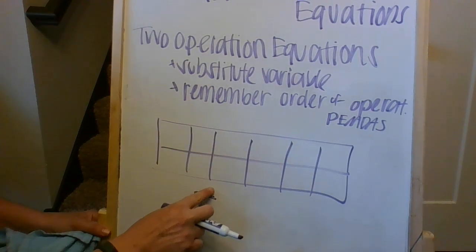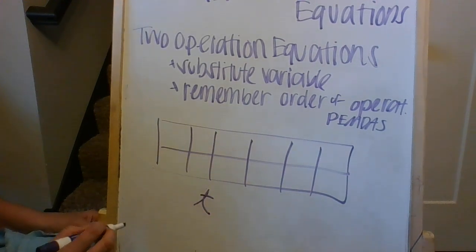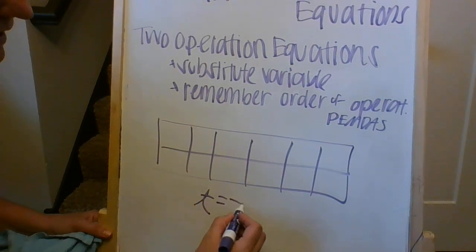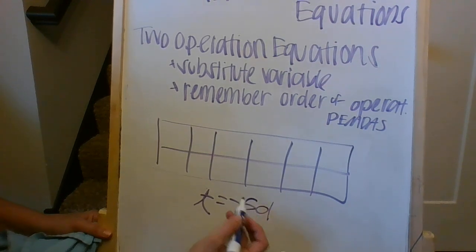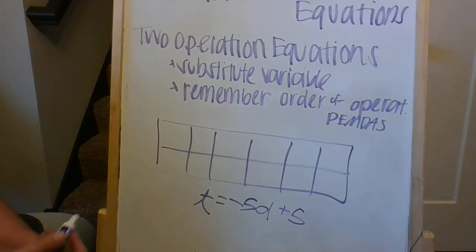Oftentimes you'll see it in cursive. That's a terrible cursive T, so it doesn't look like a plus sign. T equals -5D plus 5. Okay, so now we're throwing a negative number in there.